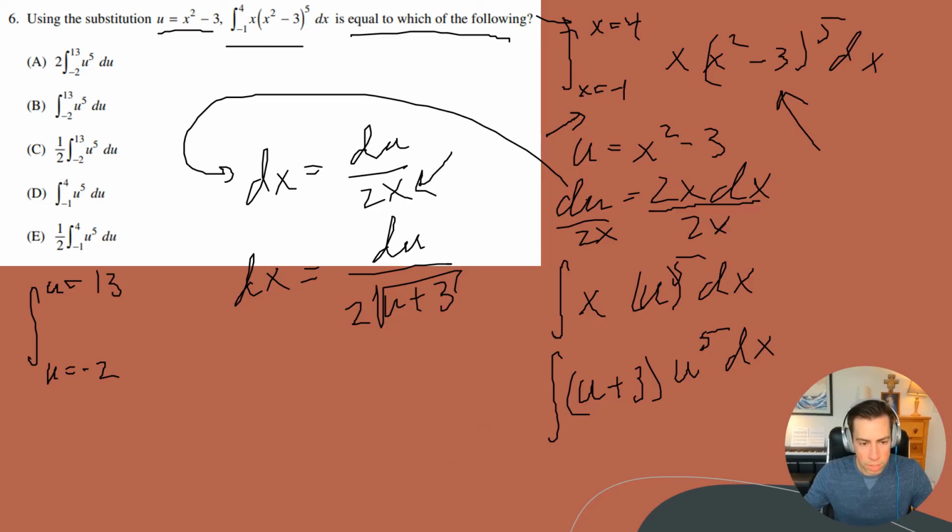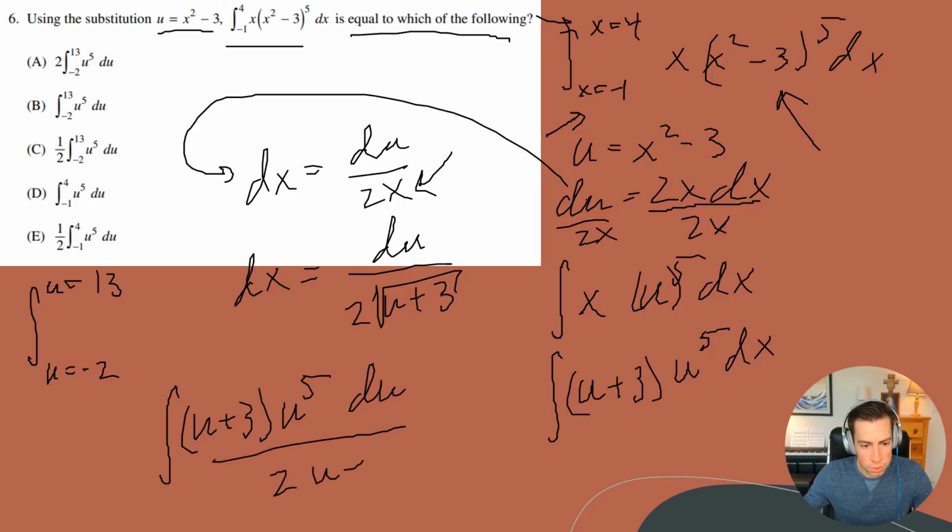So when I have these two values, now I'm just going to substitute everything in. I will have this integral of the square root of u plus 3, times u to the 5th, and then all this is going to be multiplied by du over 2 times the square root of u plus 3. Sorry, that should have been under the square root. Okay, so now look what happens. The square roots are going to cancel out, and I'm going to be left with the integral of u to the 5th du over 2.